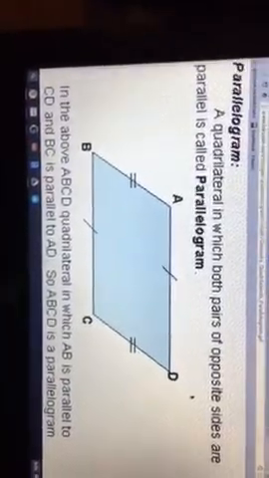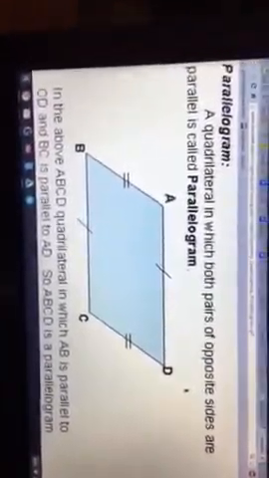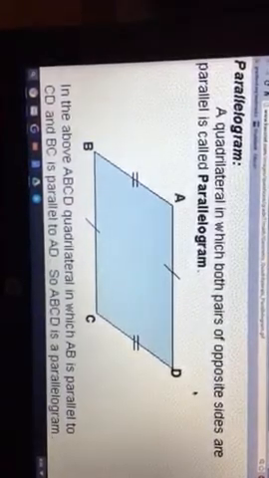So we're working with parallelograms. There are actually multiple shapes that a parallelogram can take. It can look like this, it can look like a rectangle, it can look like a square. So let's go ahead and talk about finding the area of a parallelogram.